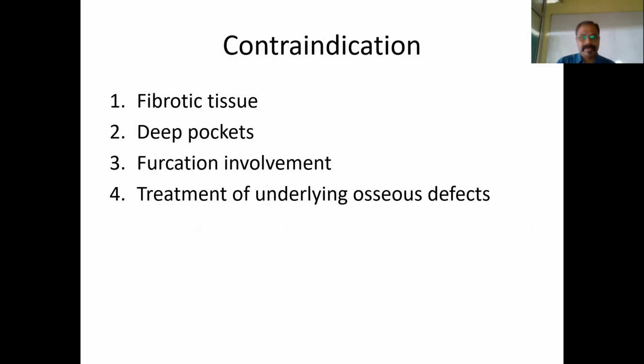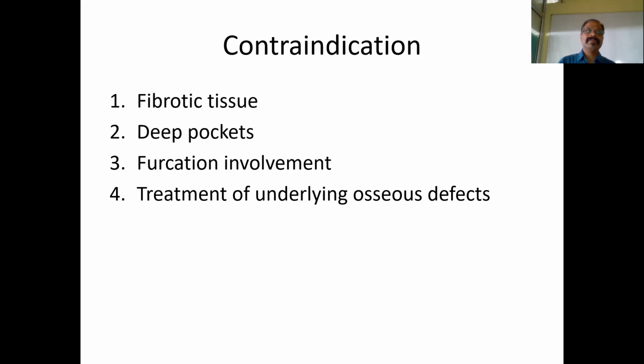Let's see what the contraindications are. The first one is fibrotic tissue. Whenever you have fibrotic tissue, you go in for another procedure like your gingivectomy. Then when there are deep pockets, remember one thing: as the pocket deepens, it is very difficult for your instruments to reach those deep levels. So you need better access. That is where your periodontal flaps come into action.